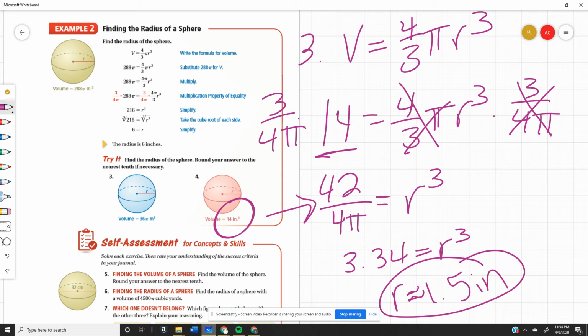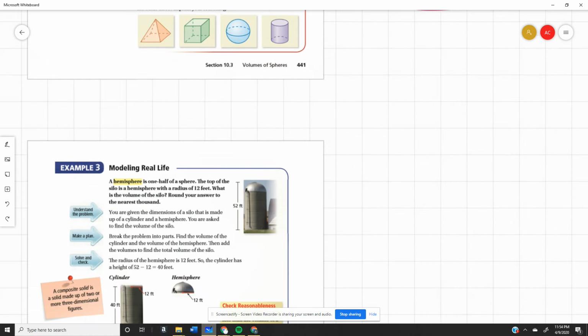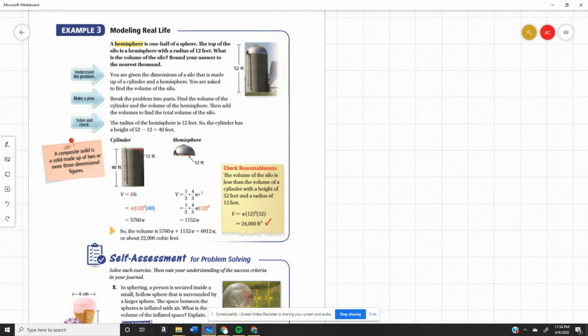All right. Moving right along. Modeling real life. It says a hemisphere is one half of a sphere. The top of a silo is a hemisphere with a radius of 12. What is the volume of the silo? Round your answer to the nearest thousandth.